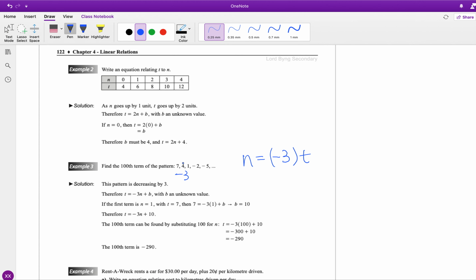If I use the first term to test, then the first term is -3 multiplied by 1, which gives me -3. But hold on for a second, my first term is not -3. My first term is 7. Okay, so what can I do to make it 7? I'm going to plus 10 to make it 7, right? So this has to be plus 10 to make it 7. So therefore my first one is 7, see? All right, so this is my general formula here.